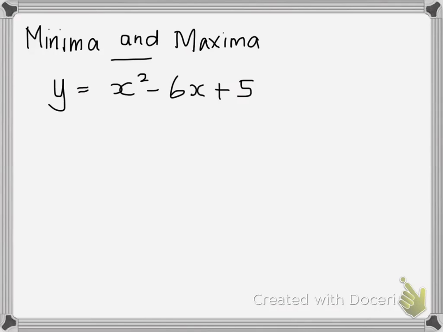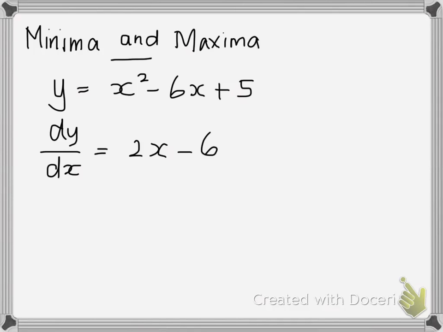Now what we want to do is use dy dx to work this out. If you do dy dx here, what is the dy dx of this? 2x minus 6. Correct? Now, the dy dx also tells you where this turning point occurs. Why is that?